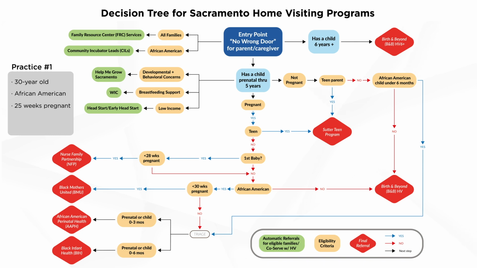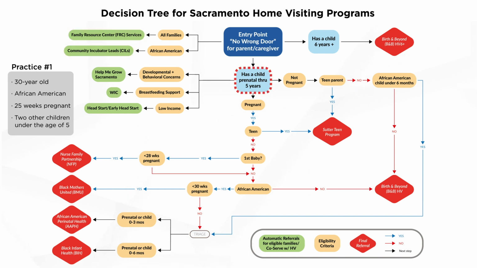She is 25 weeks pregnant and has 2 other children at home, both under the age of 5. Let's assess what we know. She is 25 weeks pregnant, African American, and has 2 young children at home. She should automatically be referred to the FRC and CIL in her neighborhood.